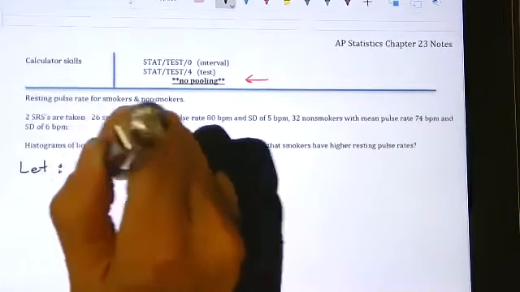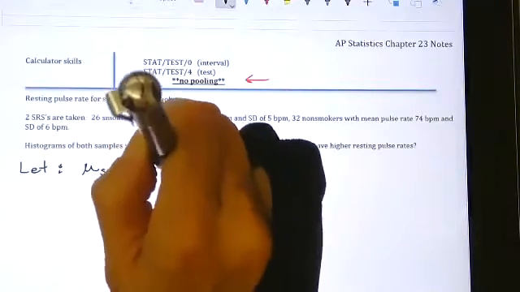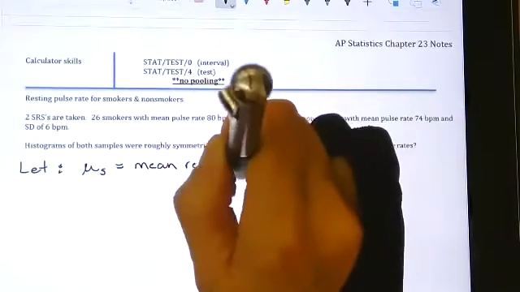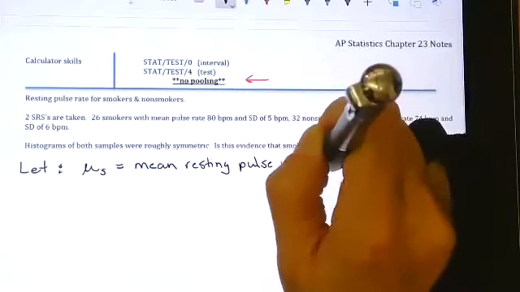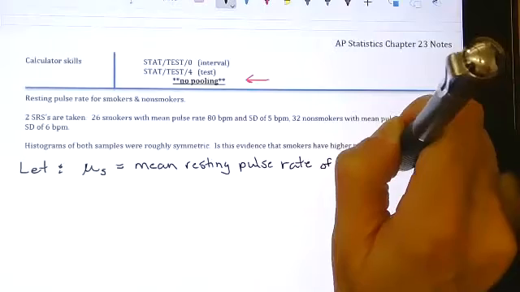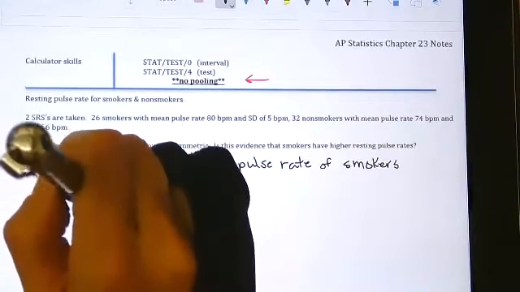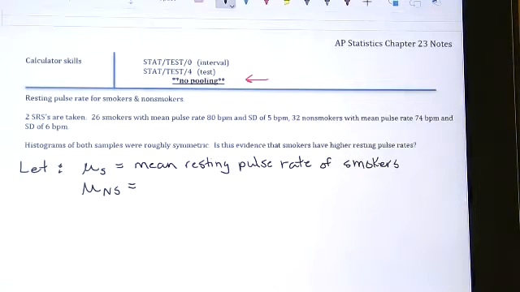I'll just do mu sub s, which is the mean resting pulse rate of smokers. Okay, and that is all smokers. So that's the mean pulse rate for all smokers, which we obviously cannot calculate because there's no way we can take a calculation from all smokers.